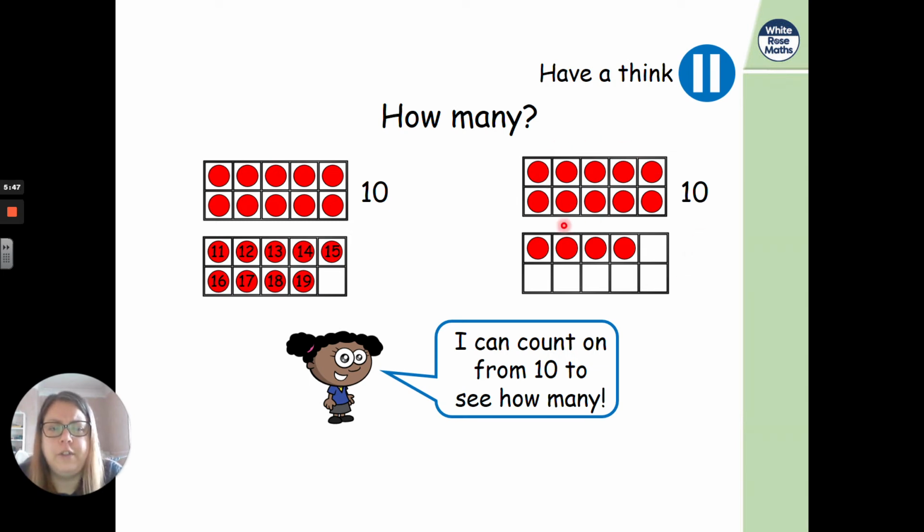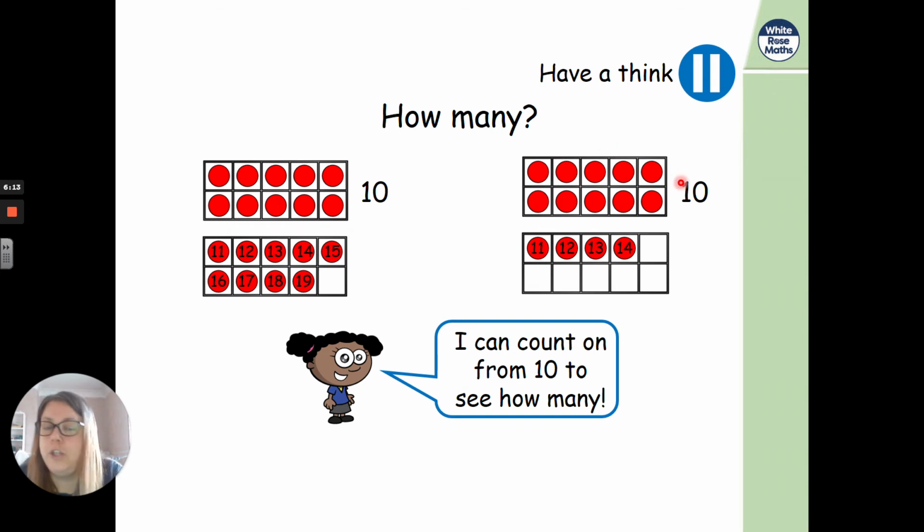So we've got our full 10 again. How many are here? Counting on from 10, off you go. Well done. So we've got our full 10, 11, 12, 13, 14. And some of you will have been able to just see that was 4 and know that's 10 and 4 more, which is 14, which is fantastic. And that's where we're going to get to. Well done if you managed to do that.